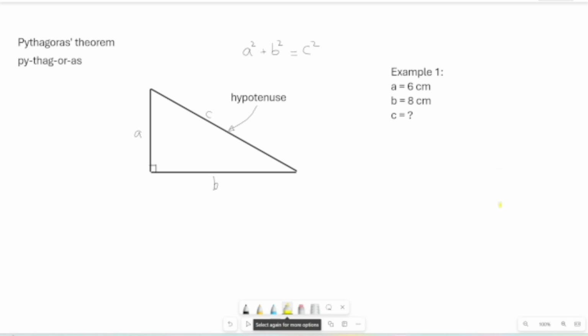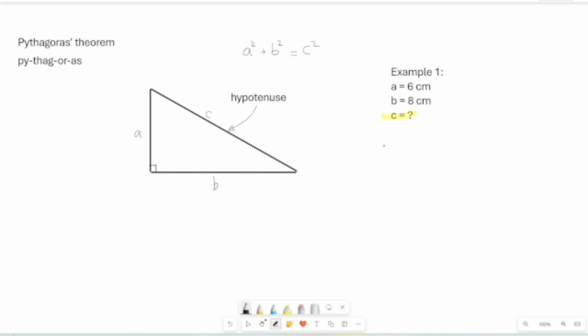Here's an example. We have A, B, and C. We know the lengths of A and B, and we need to find the length of C. First thing we do is check it's a right angle triangle. In this case, we have to accept that it is. And which is the longest side? According to the diagram, C is the longest side. That is the hypotenuse. So the formula tells us that A squared plus B squared equals C squared.